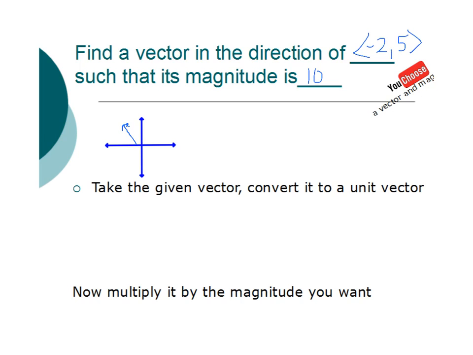But how long is that vector right now? Well, we could figure that out. I'm going to call it vector v. And its magnitude right now is 4 plus 25. It's the square root of 29. The square root of 29 is somewhere between, what?